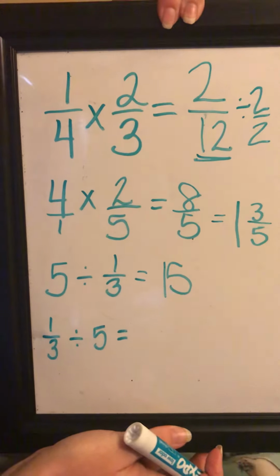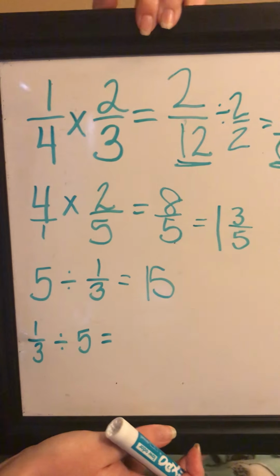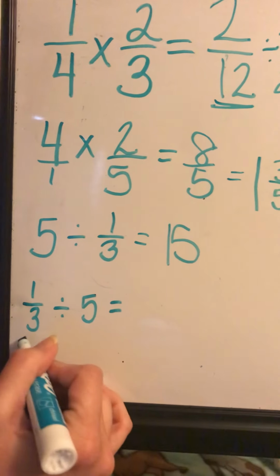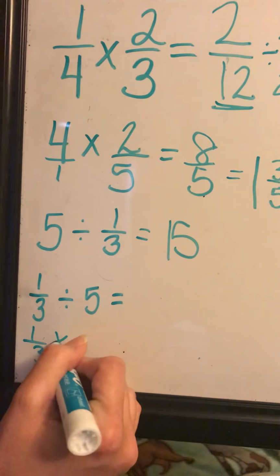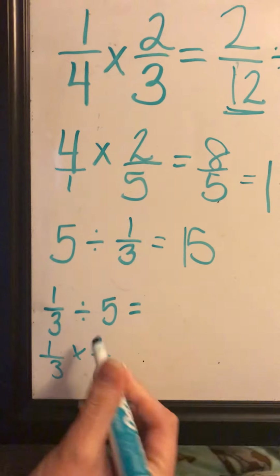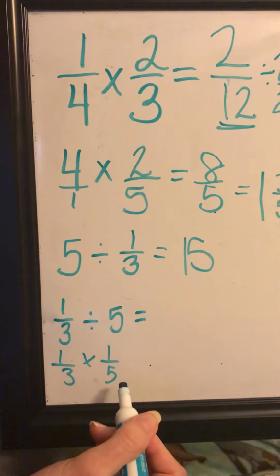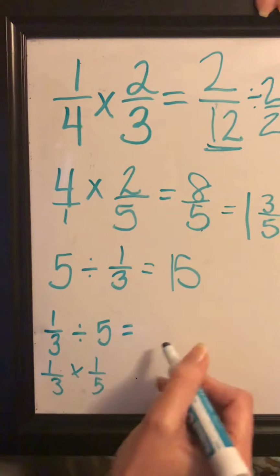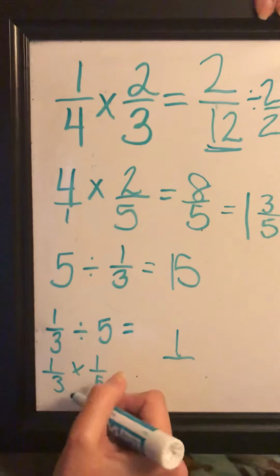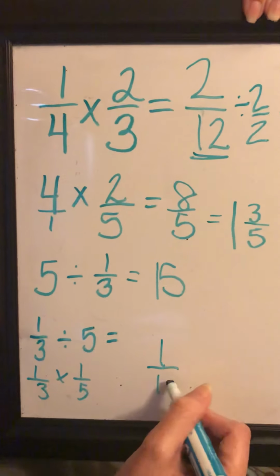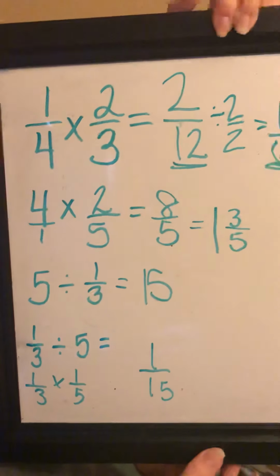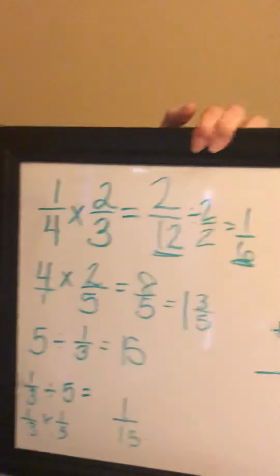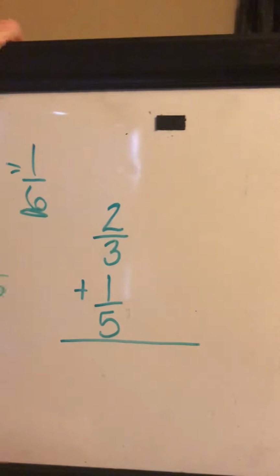And then whenever I'm dividing a fraction by a whole number, a unit fraction, 1/3 divided by 5, I can think of this one as 1/3 times 1/5. Because remember, dividing by 5 is the same thing as multiplying by 1/5. So then I just multiply the numerators. 1 times 1 is 1. And then multiply the denominators. 3 times 5 is 15. So I get 1/15.